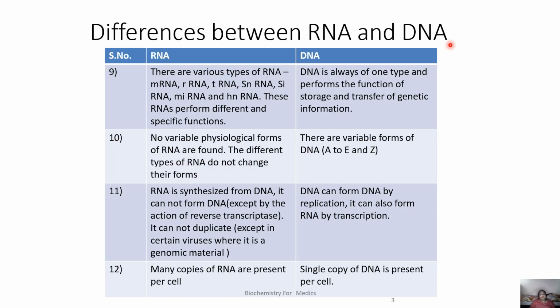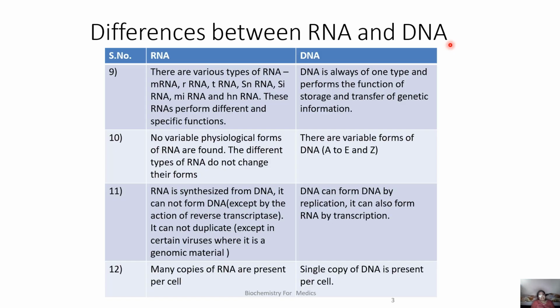Now, there are various types of RNA: mRNA, messenger RNA, ribosomal RNA, rRNA, tRNA, transfer RNA, snRNA, small nuclear RNA, siRNA, short interfering RNA, miRNA, microRNA, hnRNA. These RNAs perform different and specific functions, whereas DNA is always of one type and performs the function of storage and transfer of genetic information. In RNA, there is no variant but physiological forms of RNA are found. The different types of RNA do not change their forms. However, in DNA, there are variable physiological forms of DNA.